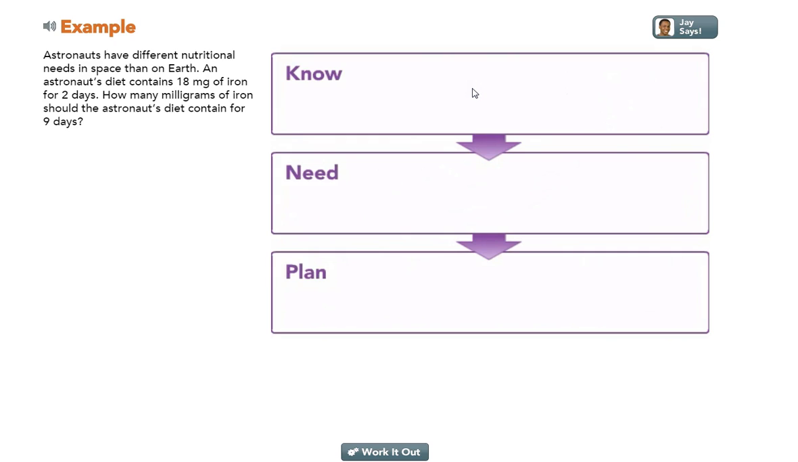Astronauts have different nutritional needs in space than on Earth. An astronaut's diet contains 18 milligrams of iron for 2 days. How many milligrams of iron should the astronaut's diet contain for 9 days? We know the quantity of iron for 2 days, we need to know the quantity of iron for 9 days. So our plan is to find the unit rate of iron per day, then use the unit rate to find the quantity of iron for 9 days.